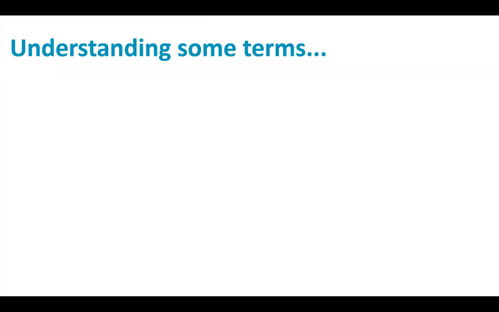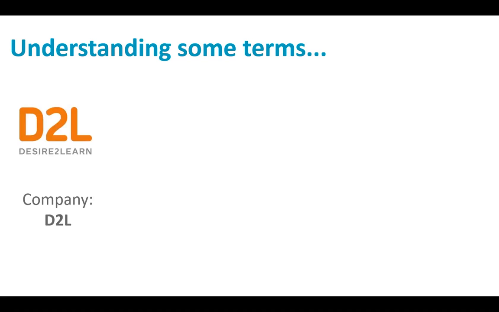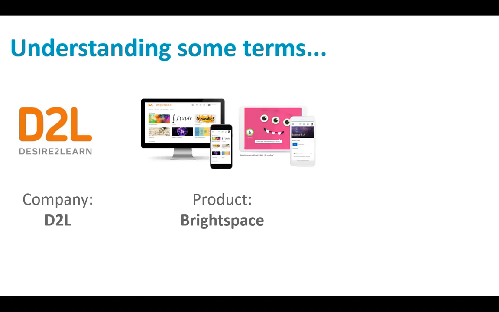Just some other housekeeping items in terms of understanding some terms today. The words D2L and Brightspace might be used interchangeably where you are from, but D2L is the company and Brightspace is the product, similar to how Apple is the company and Apple makes Macs, iPhones, that sort of thing. Brightspace is also extremely customizable, so you might be used to it being a different term depending on how your district has branded it. So just knowing that those are the terms I'll be using today.